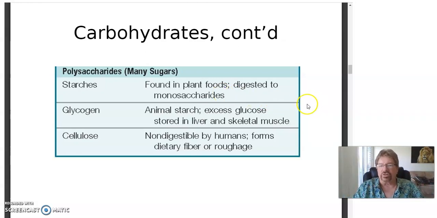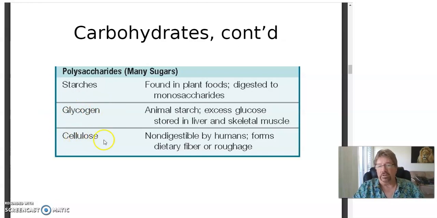Glucose is also stored in the body, guys. It's stored in the liver and it's stored in the skeletal muscles, a certain amount of it. And the stored form of glucose is a molecule called glycogen. This you need to know. Animal starch, excess glucose stored in the liver and the skeletal muscle. If you've heard endurance athletes and marathon runners talk about hitting the wall, where they just suddenly run out, as I understand it, they've expended all their stores of glycogen.